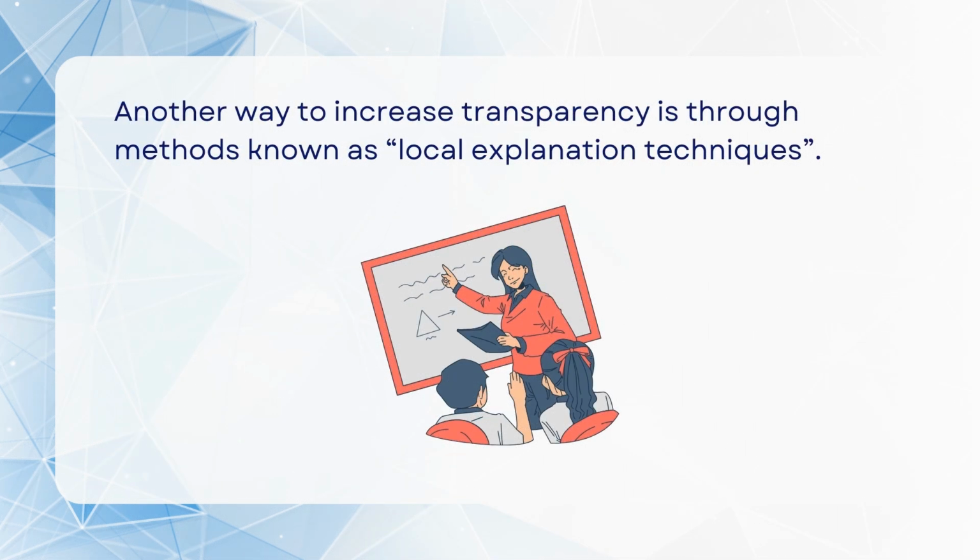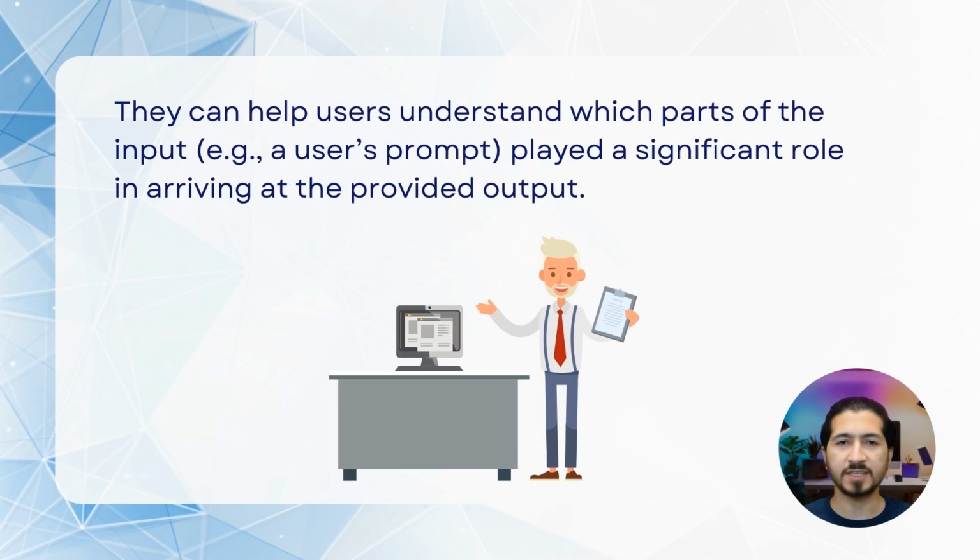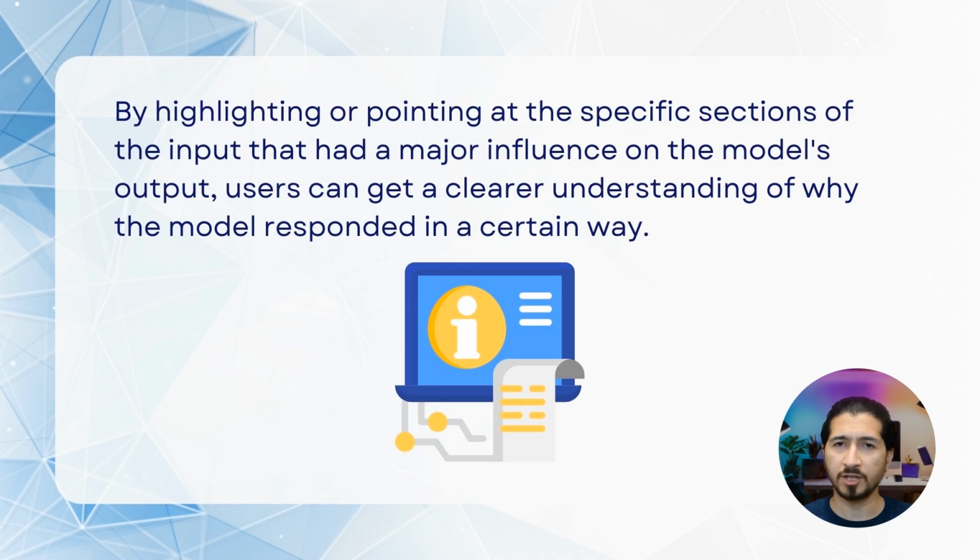Another way to increase transparency is through methods known as local explanation techniques. They can help users understand which part of the input, for example a user's prompt, played a significant role in arriving at the provided output. By highlighting or pointing at the specific sections of the input that had a major influence on the model's output, users can get a clearer understanding of why the model responded in a certain way.